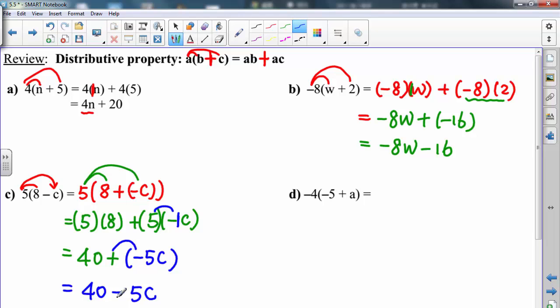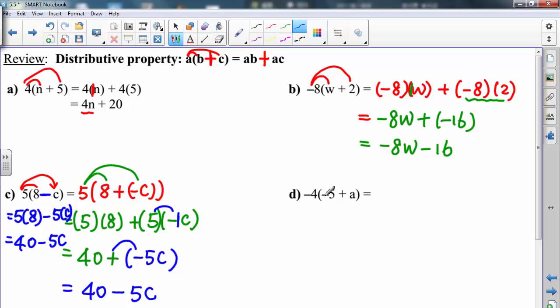So later on, if you can develop enough proficiency on the distributive property, for some of you, I can recommend you just keep the minus sign in the middle. You only need to distribute 5 into each term. So you can just do 5 times 8 minus 5 times c, which is 40 minus 5c right away.